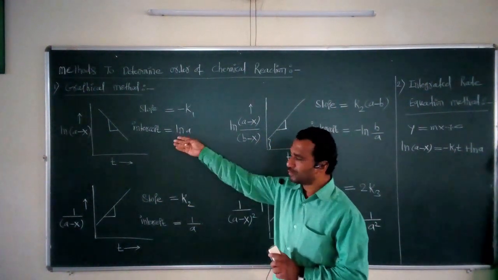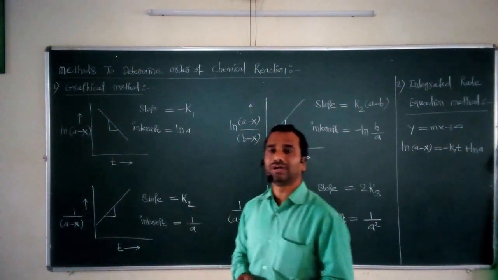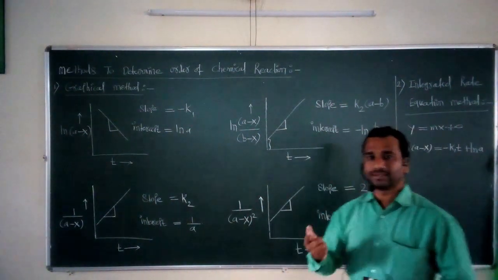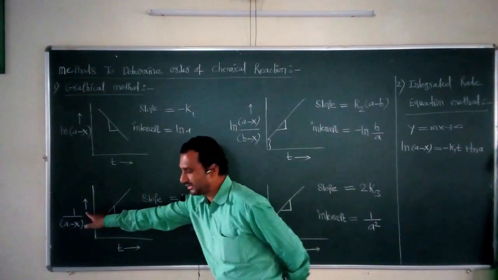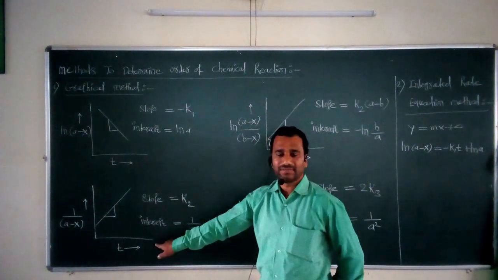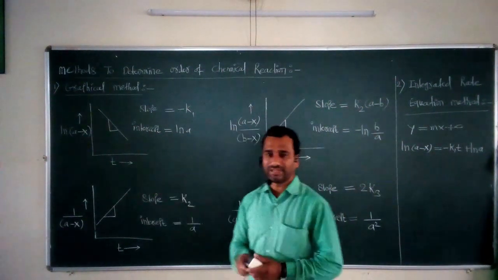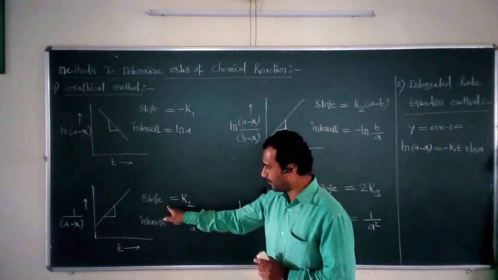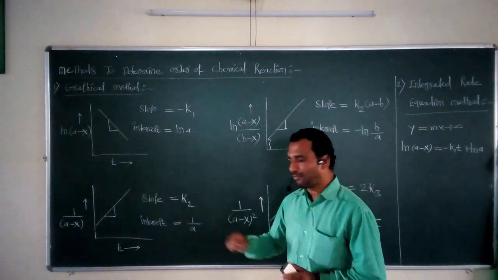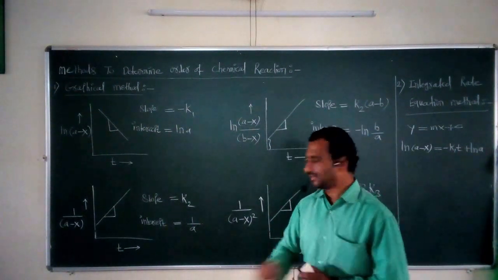Now if we look at the second graphical representation, again we have to convert the integrated rate equation for the second order in a similar manner. Suppose we plot a graph of 1 upon (a minus x) versus time t, and we obtain a straight line, with slope equal to k2 and intercept equal to 1 upon a. Then we can say that such a chemical reaction has the second order.